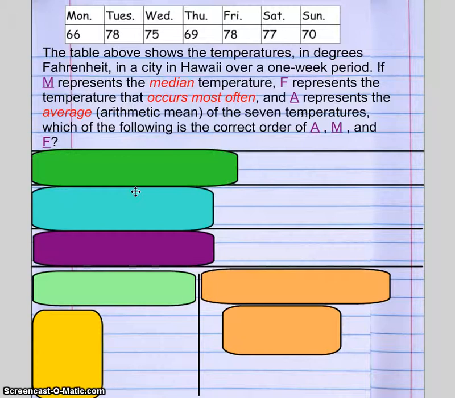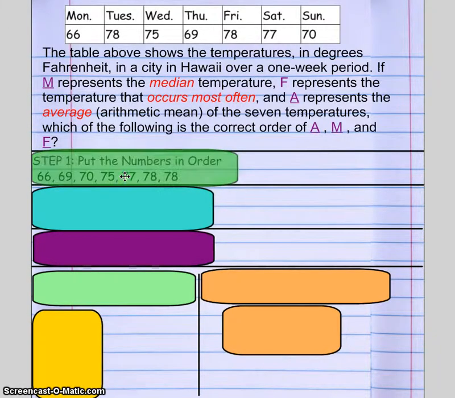If M represents the median of the temperature, F represents the temperature that occurs most often, and A represents the average of the 7 temperatures, which of the following is the correct order of A, M, and F? So what this question is asking us is they want us to put what the range of temperatures is in order from A to F. They want us to find the median, which is the number that's going to appear in the middle, the arithmetic mean, which of course is the average, and of course the number that appears most often, which is F.